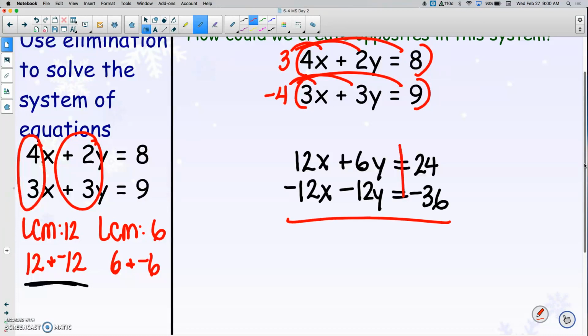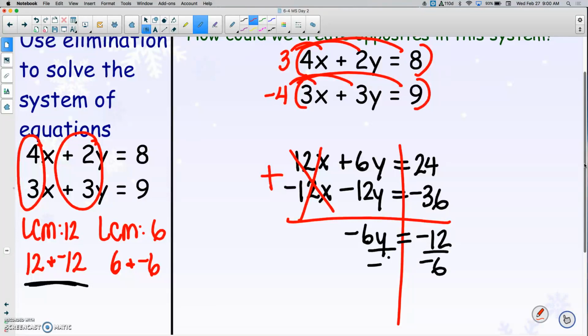Okay, now I have my opposites. I eliminate my x's. Add the rest of the system. Negative 6y equals negative 12. And divide by negative 6. So y equals positive 2.